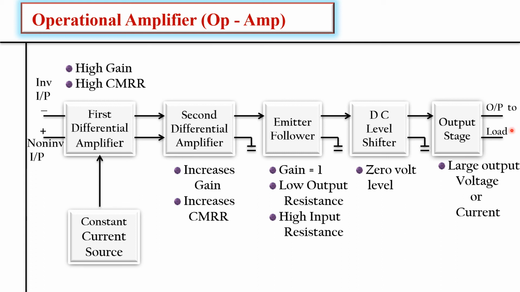So the block diagram of an op-amp has three stages: first stage, intermediate stage, and the last stage. The intermediate stage consists of three blocks, that is the second differential amplifier, emitter follower, and DC shifter. And the last stage is the output stage.